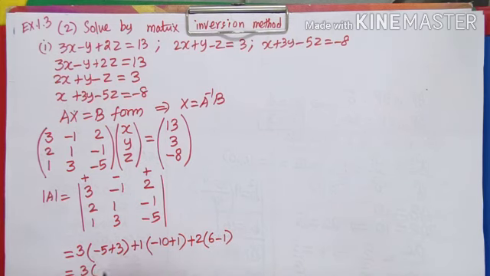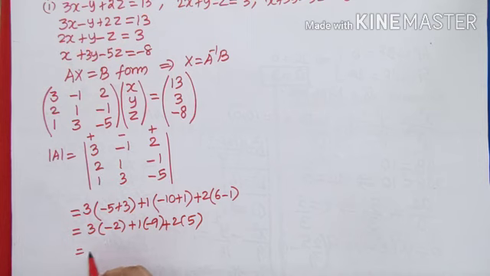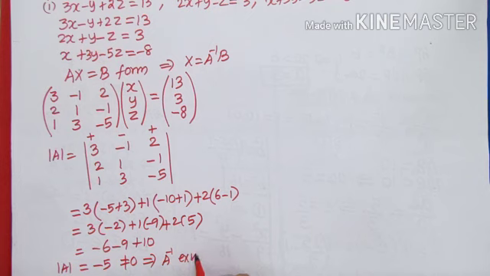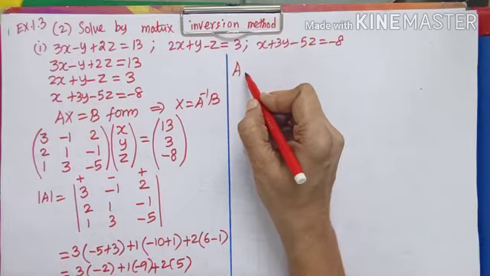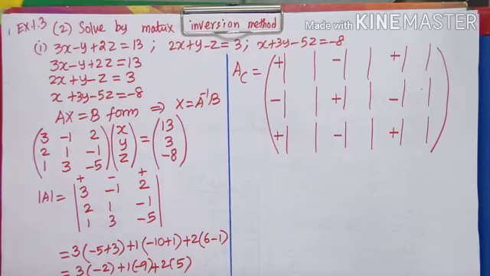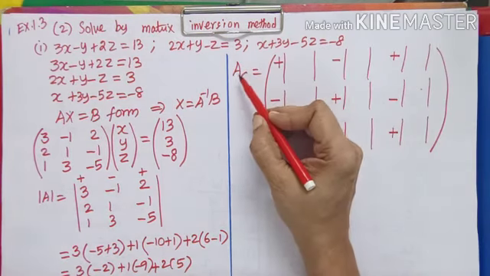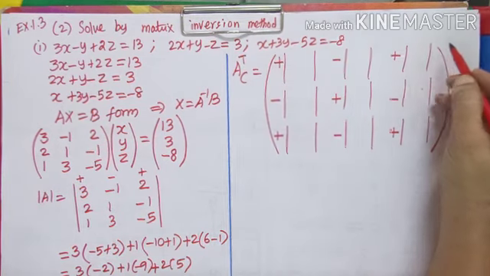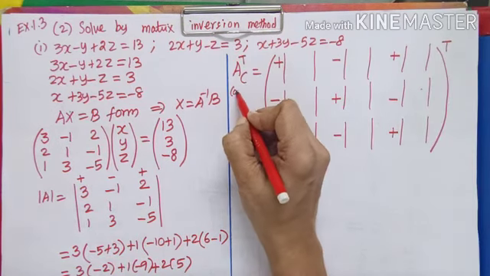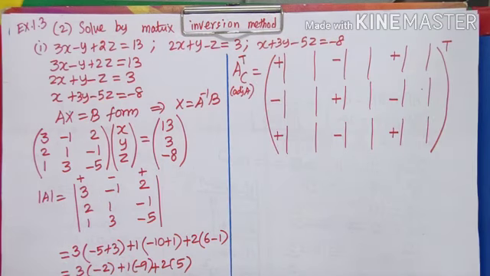Now my answer is 3 into minus 2 plus 1 into minus 9 plus 2 into 5. That gives me minus 6 minus 9 plus 10, or it is minus 5. Determinant A not equal to 0 implies A inverse exists. My next step is to find A cofactor. Cofactor transpose, remember to put it, and this we call adjoint of A.